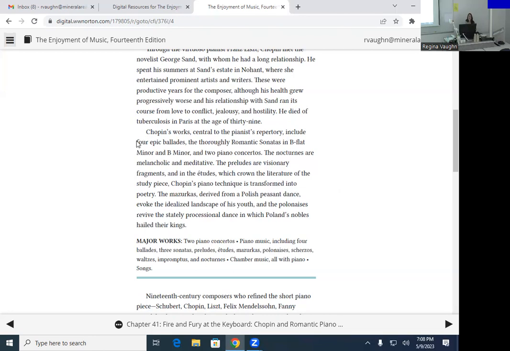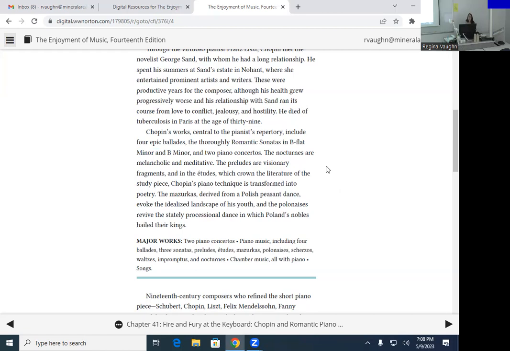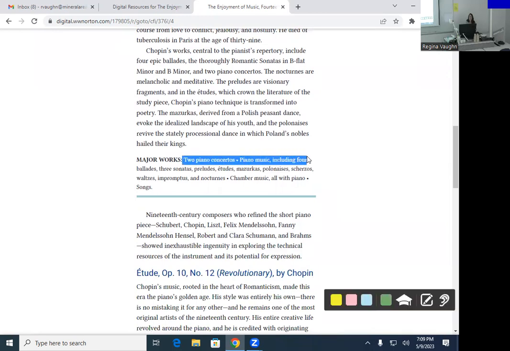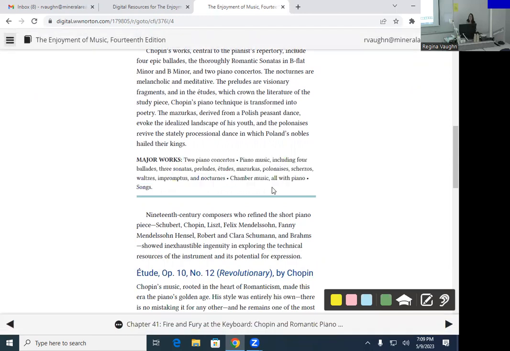They include 4 epic ballades, a thoroughly romantic sonata in B flat minor and B minor, and 2 piano concertos. The nocturnes are melodic and meditative. The preludes are visionary fragments, and in the etudes, which crown the literature of the study piece, Chopin's piano technique is transformed into poetry. So here are his major works: 2 piano concertos, piano music including 4 ballades, 3 sonatas, preludes, etudes, mazurkas, polonaises, scherzos, waltzes, impromptus, and nocturnes. Chamber music, all with piano, and some songs.